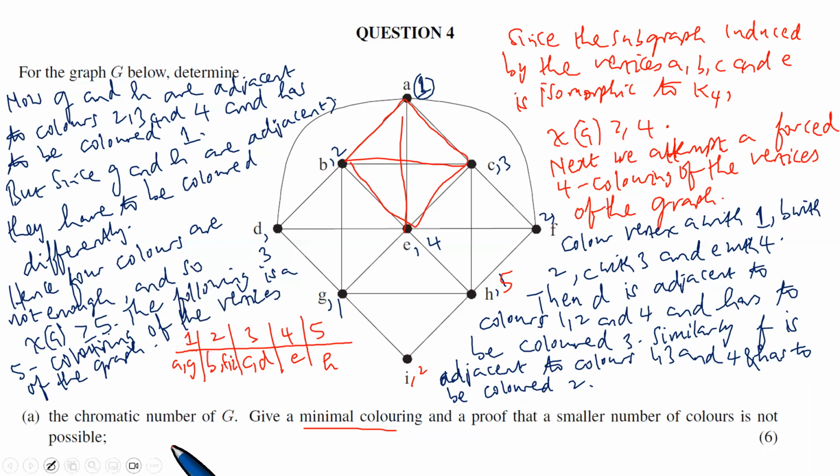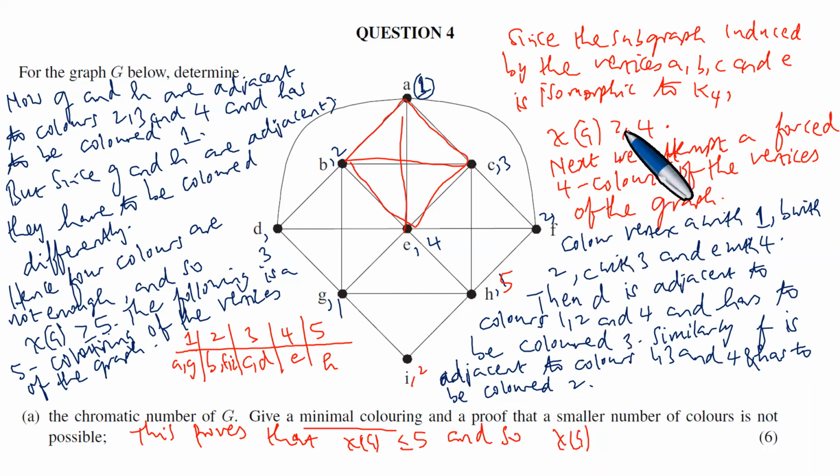What is the conclusion? So this proves that the chromatic number of G is actually less or equal to 5. And so the chromatic number is greater or equal to 4, but is less or equal to 5. The conclusion from these two inequalities is that the chromatic number is 5. Okay. So we have answered this question.